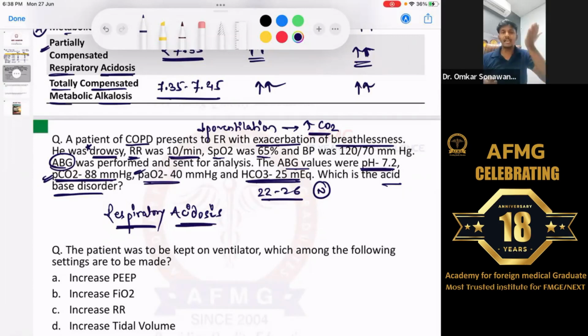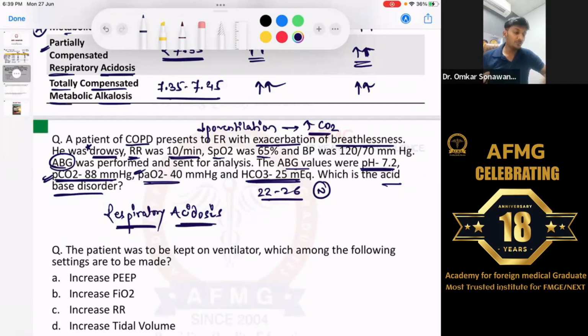So if the patient is having respiratory acidosis and a compensatory metabolic alkalosis, then it would be called a partially or a totally compensated condition, depending on the pH values. So if the pH value is still less than 7.35, it would be called a partially compensated respiratory acidosis. And if the pH value would have been normalized to 7.35 to 7.45 after the increase in the bicarbonate values, then definitely it would be called a fully or a totally compensated respiratory acidosis.